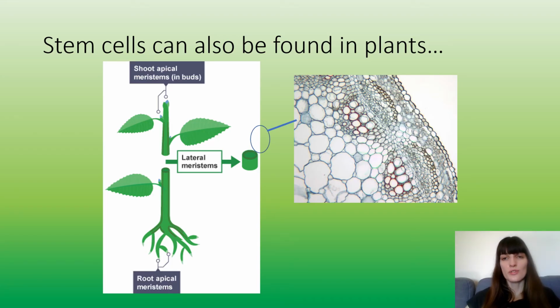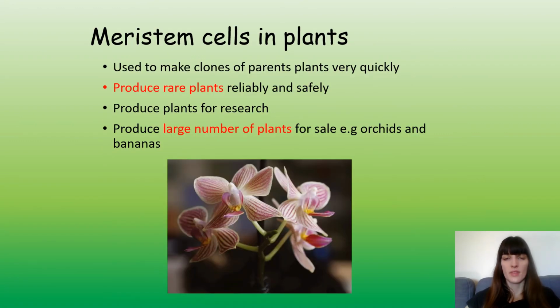Stem cells can also be found in plants. Meristems in the shoots make a plant grow taller, and meristems in the roots make the roots grow longer. In plants, we use meristems to make clones of the parent plants quickly. We're able to produce rare plants reliably and safely, produce plants for research, and produce a large number of plants for sale, for example, orchids and bananas.